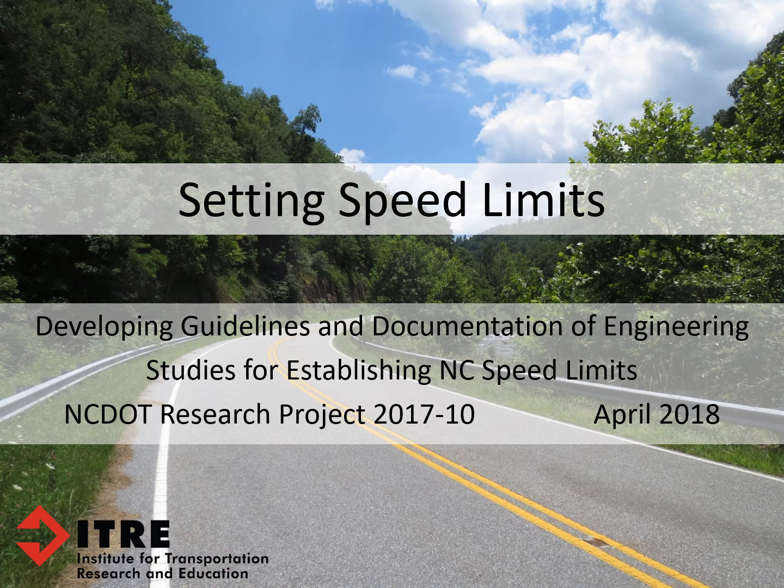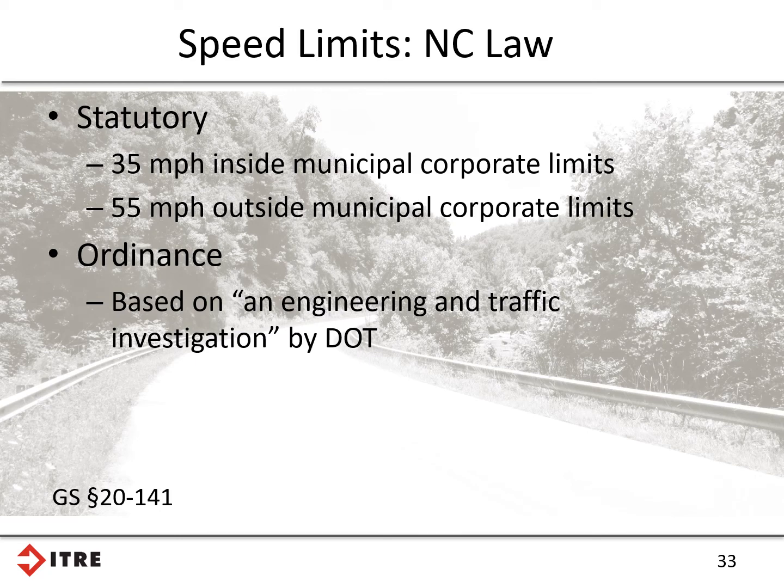Now we'll review setting speed limits. This information is based on an NCDOT sponsored research project looking at developing guidelines and documenting engineering studies for establishing speed limits. Within North Carolina, the law establishes statutory speed limits, 35 miles per hour inside municipal corporate limits and 55 miles per hour outside those limits. But ordinances can be used, based on an engineering and traffic investigation by NCDOT, to change those speed limits.